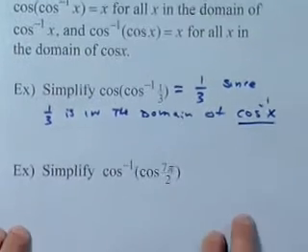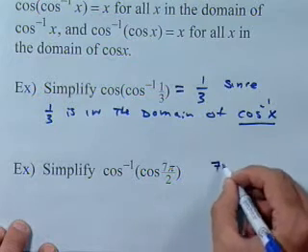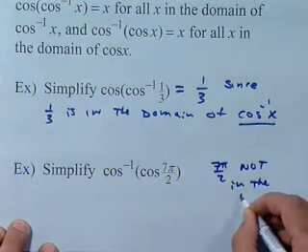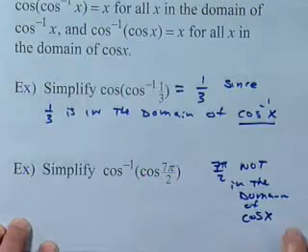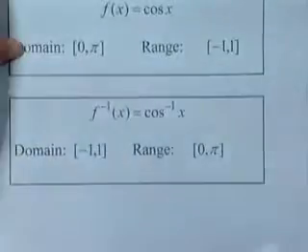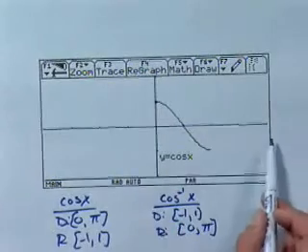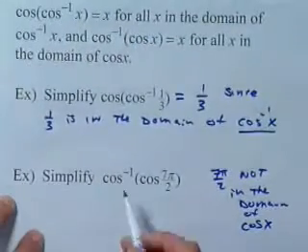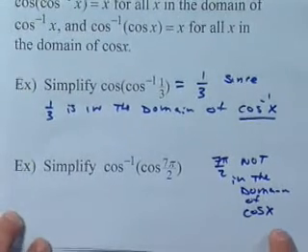Let's try this one. Arc cosine of cosine of 7 pi halves. Well, first note, 7 pi halves is not in the domain of our one-to-one function cosine x. Remember what our function looked like. Looks like this here. 7 pi halves is way over here somewhere. Okay? So we cannot say that the arc cosine of cosine 7 pi halves is 7 pi halves. That's not true. So how are we going to do this problem?